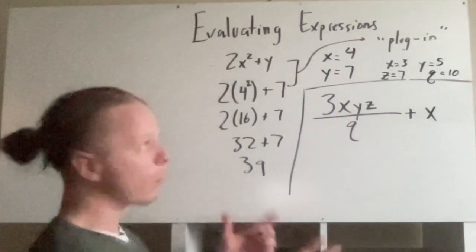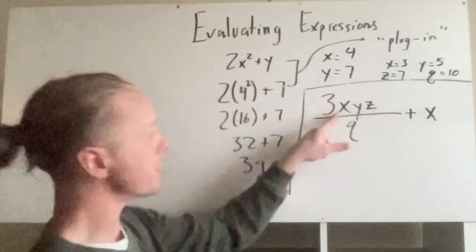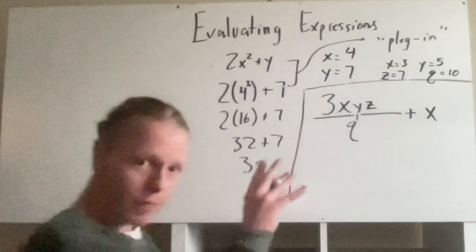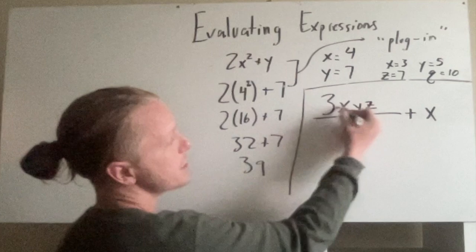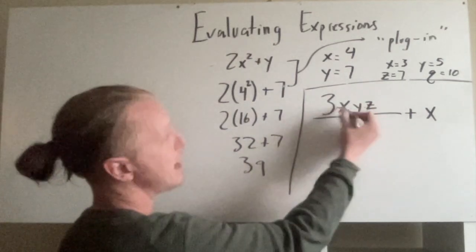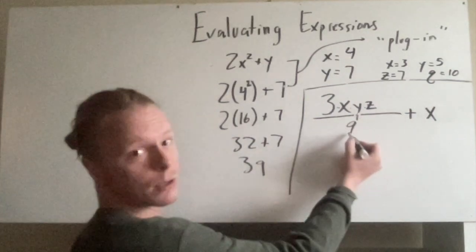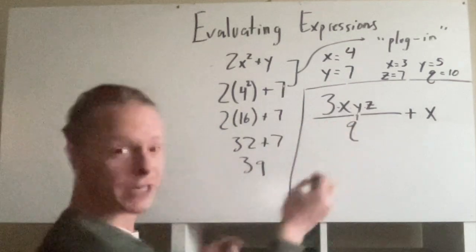So what would be our first step? We need to plug in the values that were given for all these different variables, x, y, z. Now before we do that, let's just remember what's happening here. 3xyz, that means all these things are being multiplied together: 3 times x times y times z, and we're dividing it all by q, and then we'll add x.